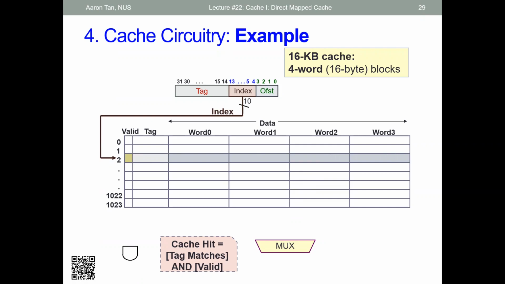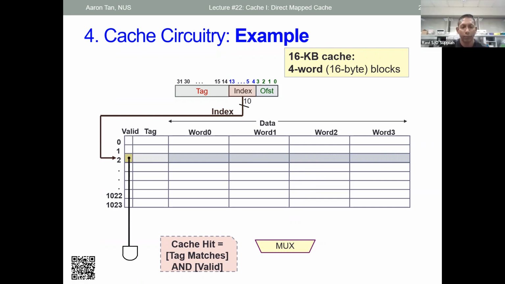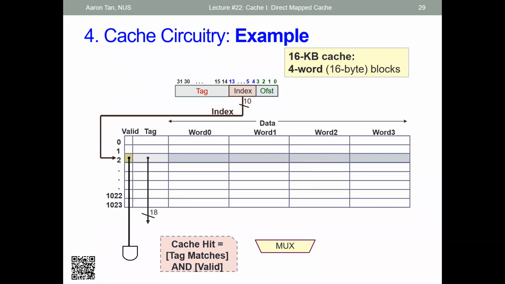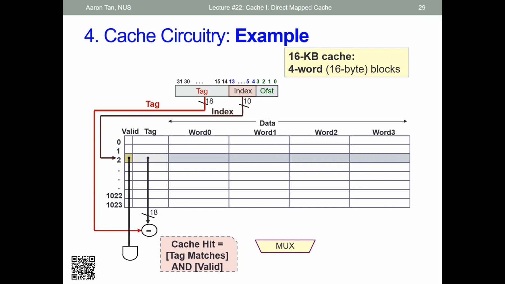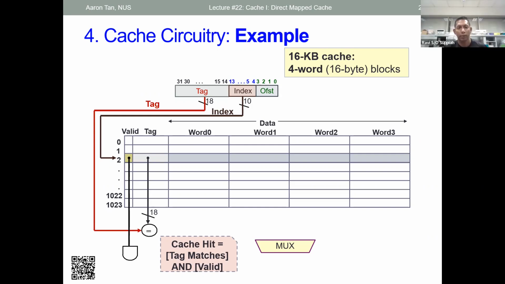Yes. Now the next thing I need to do is check whether it's valid, that means there is already data inside this cache. And then after that, I need to check whether the tag matches, because the tag could be the same or could be from a different tag, correct? Yes, because a different memory could have a different tag. So I need to check whether the tag matches.